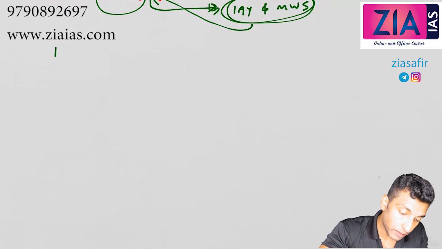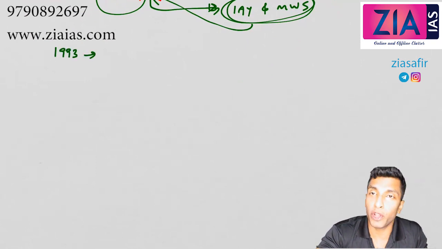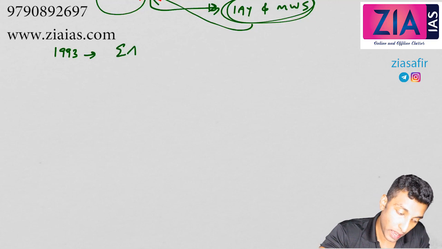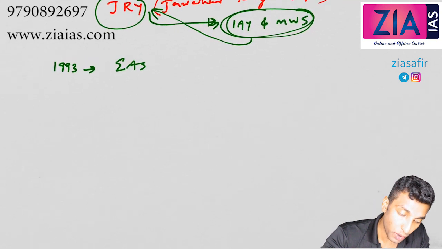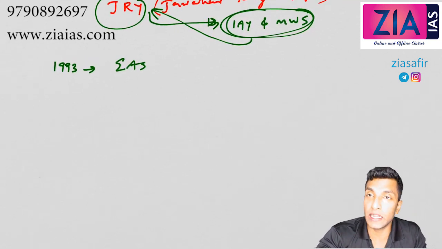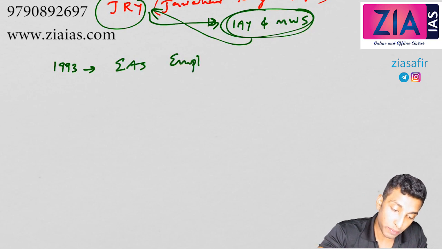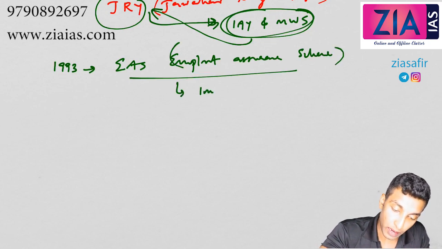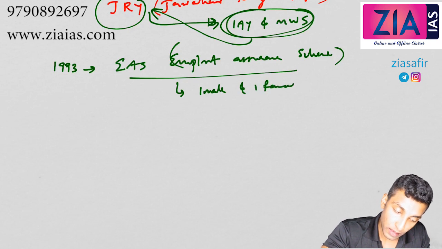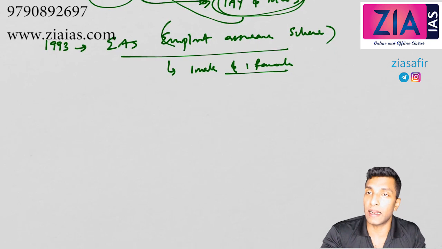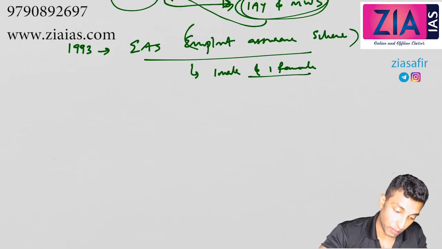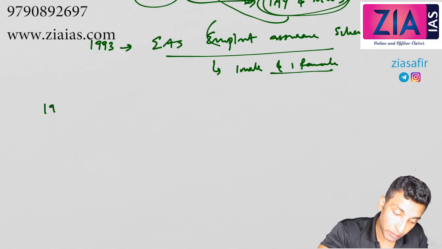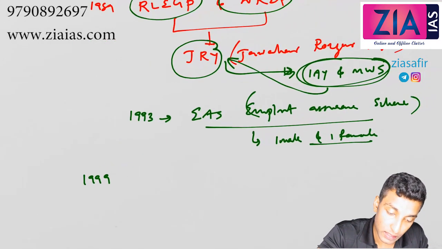Now in 1993, Employment Assurance Scheme, EAS. This Employment Assurance Scheme guaranteed employment to one male and one female of each family in selected areas. So that is the Employment Assurance Scheme.